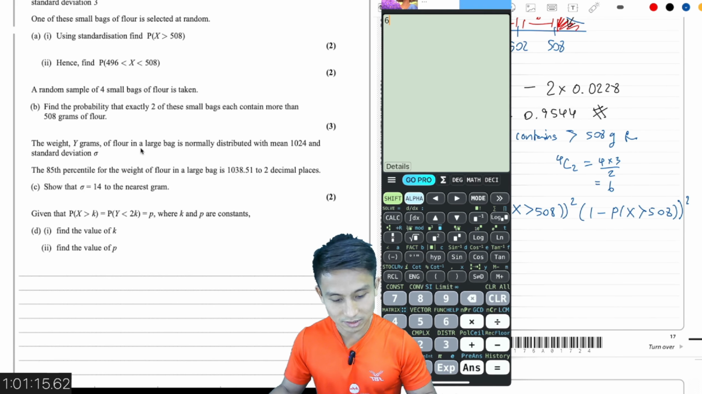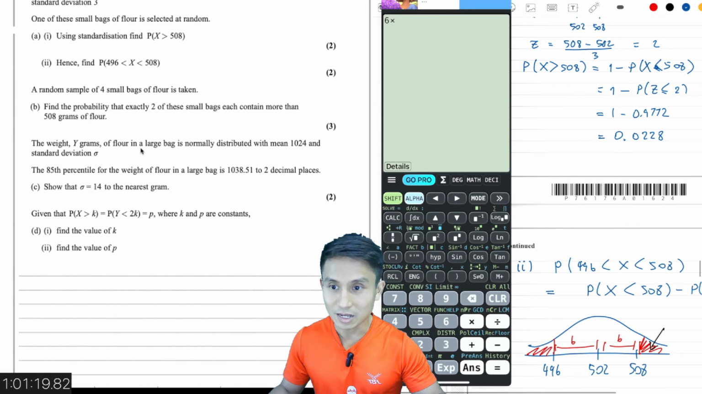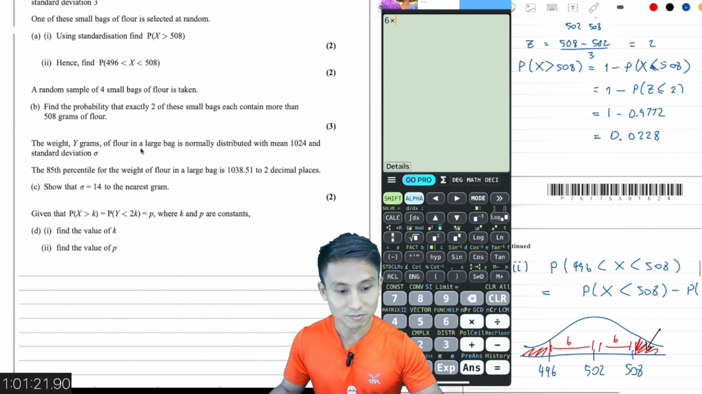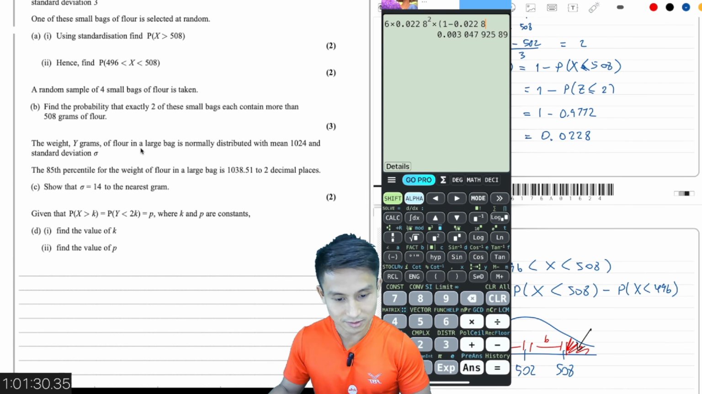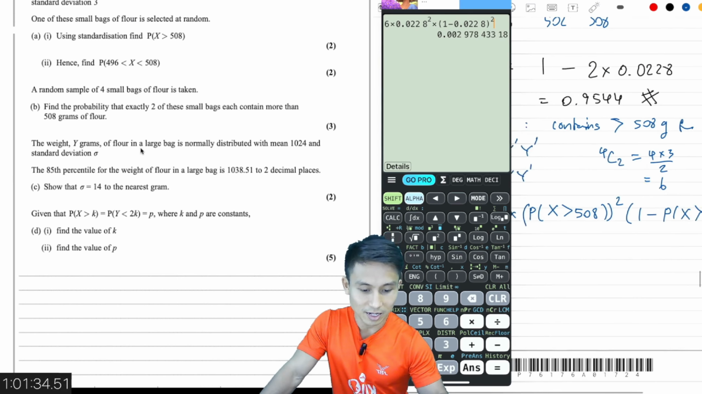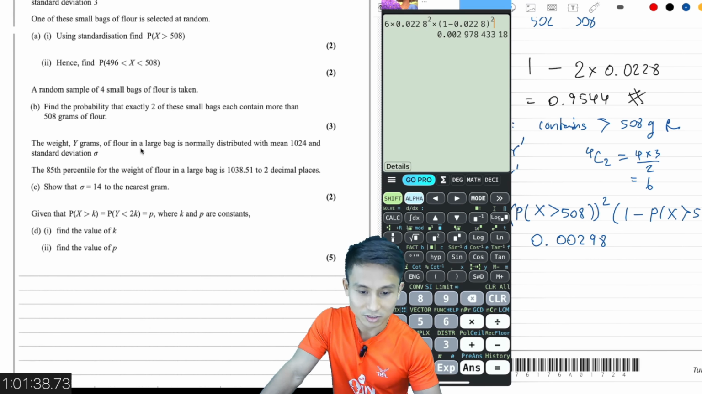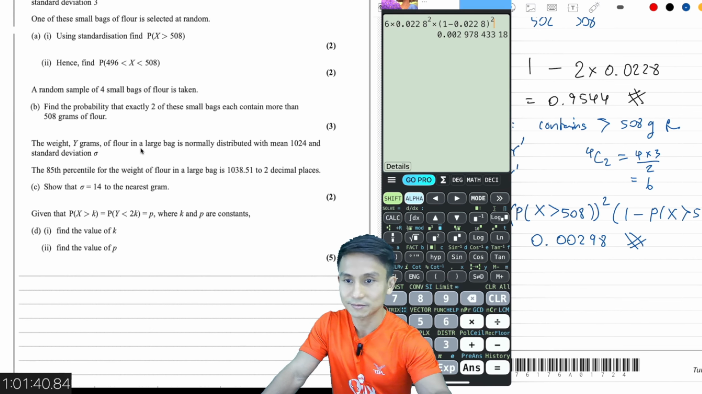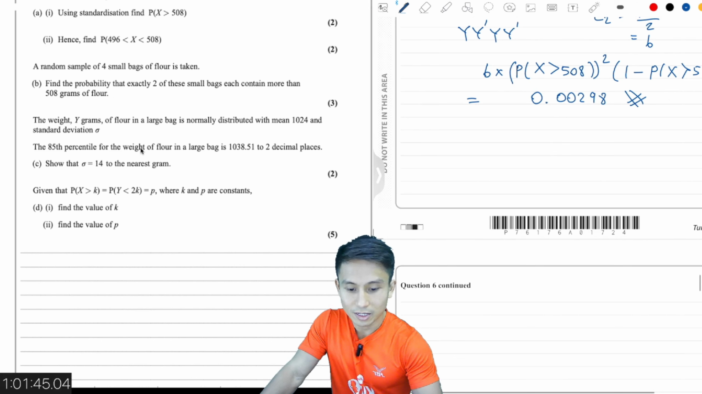So we do 6 times the probability of containing more than 508 grams, which would be 0.0228 to the power of 2. And we multiply by 1 minus 0.0228 to the power of 2, because that's the opposite, yeah? And that should be the answer, 0.00298. I'm just going to keep 3 significant figures there, yeah? Okay. And then part C, what is it?